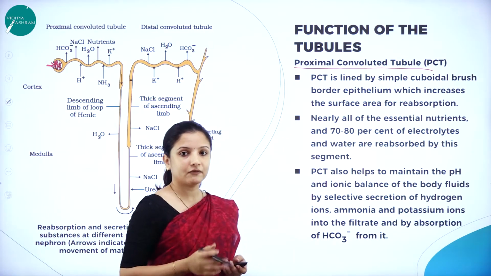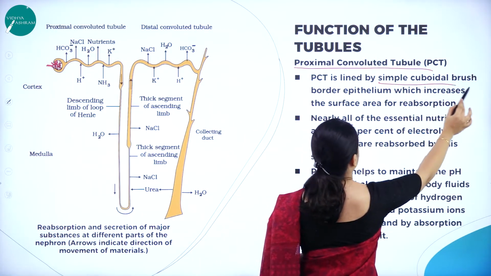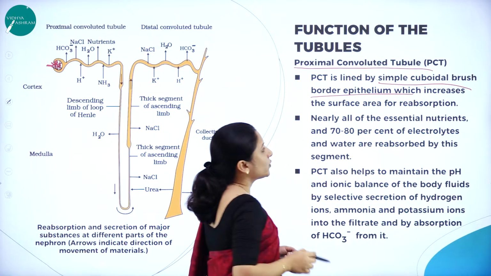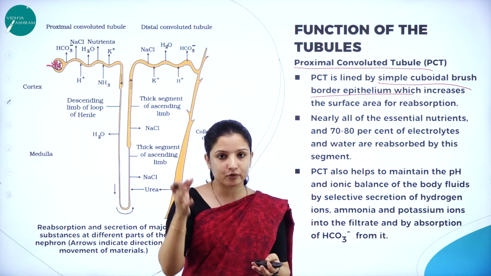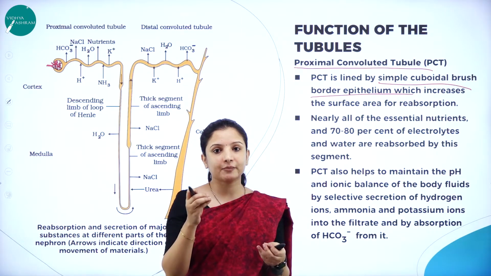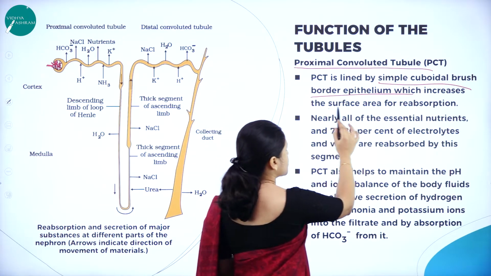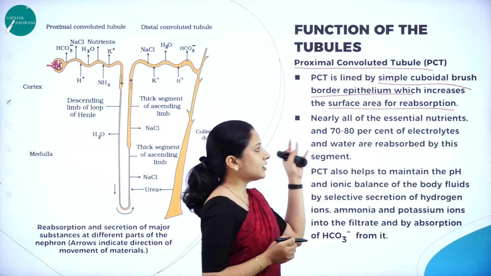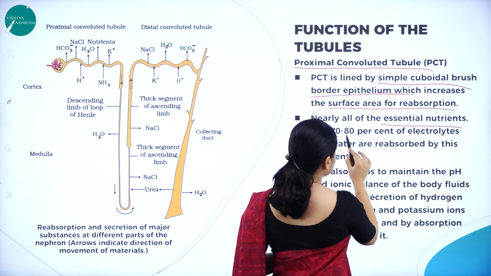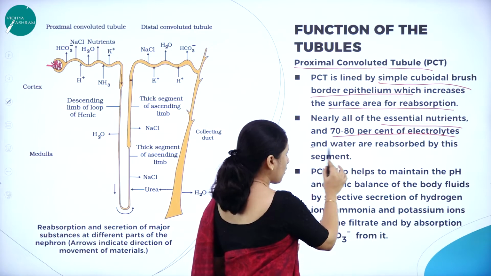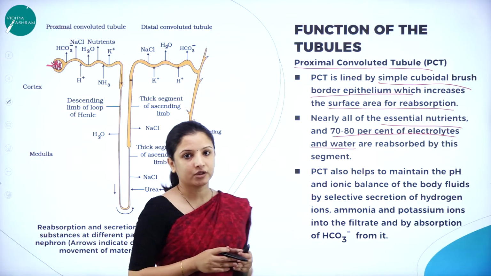The proximal convoluted tubule is lined by a simple cuboidal brush border epithelium. These brush border cells have minute finger-like projections, and these are the ones that actually increase the surface area of absorption or reabsorption, and nearly all of the essential nutrients and 70 to 80% of the electrolytes and water are reabsorbed by this particular segment, that is the proximal convoluted tubule.